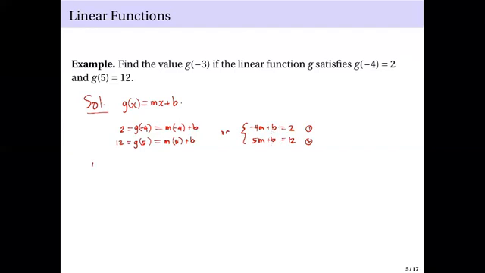We again subtract. This time, let's just subtract equation 1 minus equation 2. So we will have minus 4m minus 5m, we get negative 9m. Then here you have b minus b, that's just 0 again. And then on the other side, you have 2 minus 12, that's negative 10. And therefore, our m will just be 10 over 9.